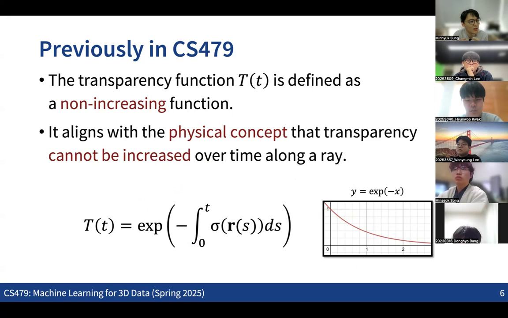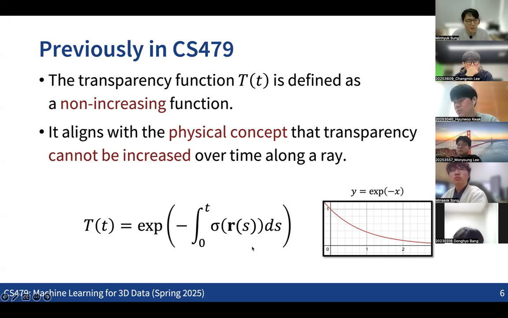So it's aligned with a physical concept in that it's in the range from 0 to 1, starting from 1, and it's a non-increasing function, so it's likely to decrease over time. In that sense, it's aligned with the meaning of transparency, while direct prediction of the occlusion weight for the deep voxels could break these physical rules, in that points behind other points could be more visible, right? But there is no such case in this formulation. Make sense? Any questions on this?